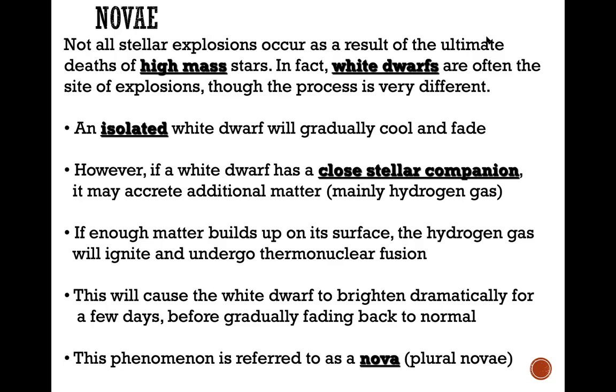And when this thermonuclear fusion happens on the surface of the white dwarf, it will be brightened dramatically for a few days and then gradually fade away back to a normal situation, right? So this basically happens due to this accretion of matter from the companion star, and then having a hydrogen fusion at the surface region of the star, right? And this particular process is what we call a nova, right?